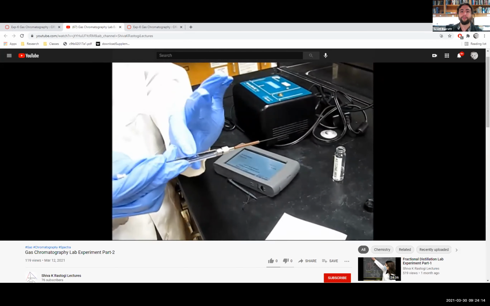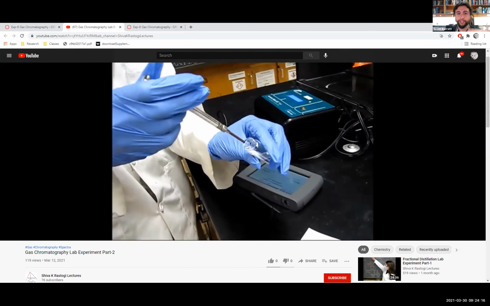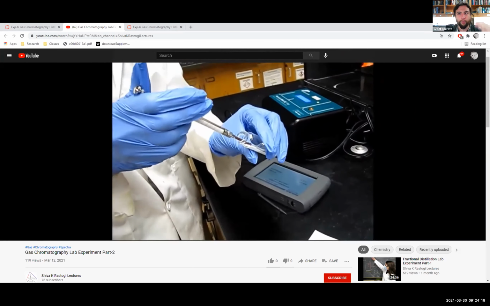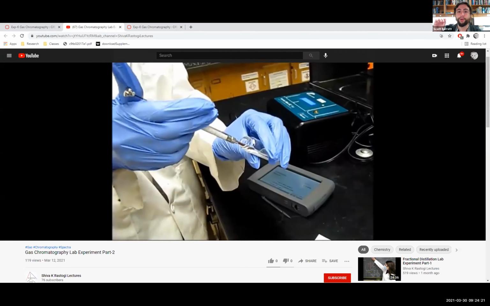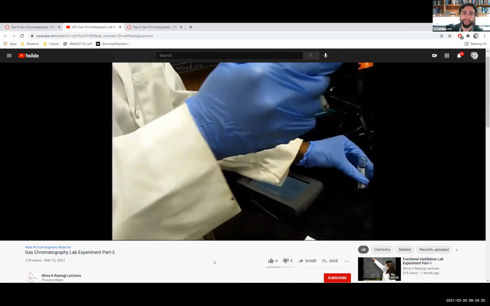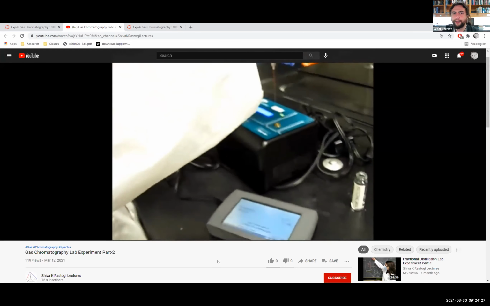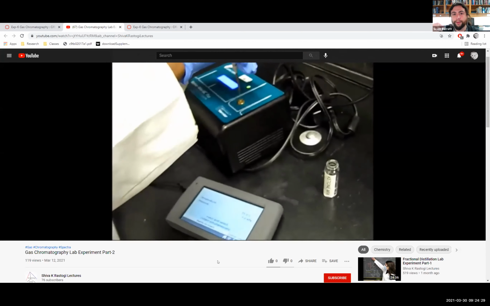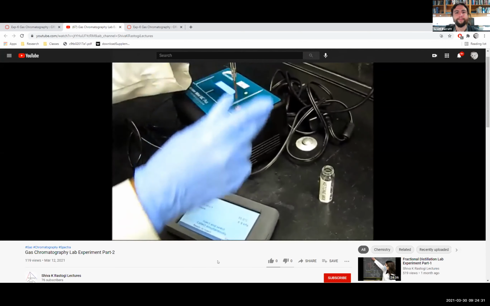So now we have rinsed out our syringe a couple times with a ketone mix to make sure that's all we're going to be putting in this machine. We pull out exactly 0.2 microliters, and this is critical for the machine because it's calibrated to a specific size of compound that needs to go into the machine.